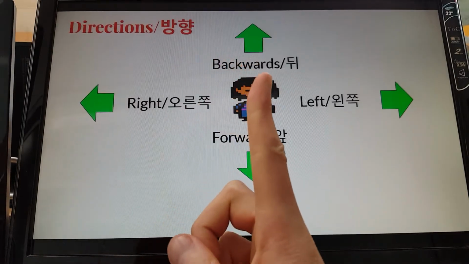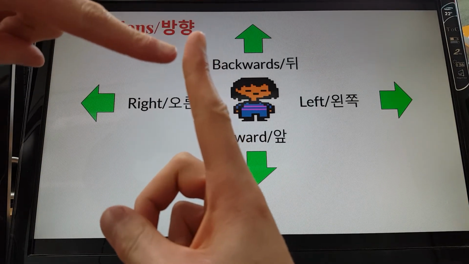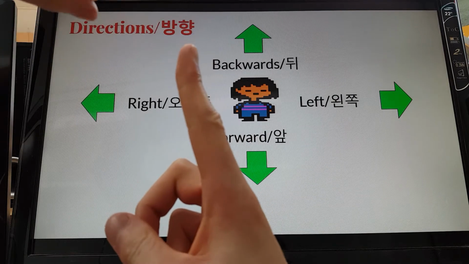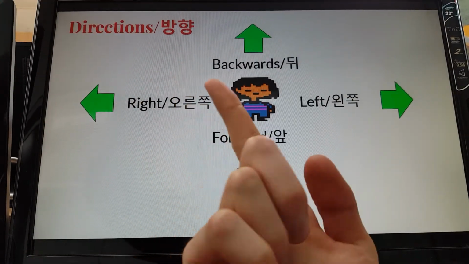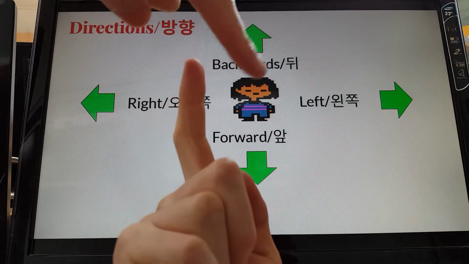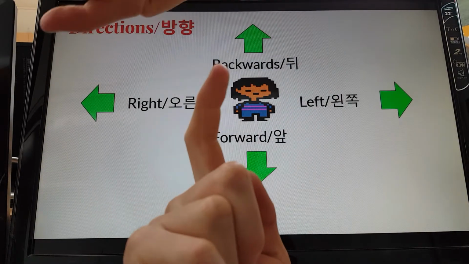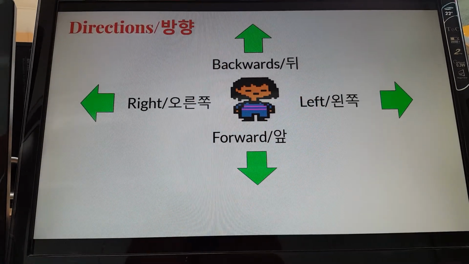And remember, these are based on where you are looking. So if this is a person and the face is here, forward, backwards, left, right. If this is the person, the face is here, forward, backwards, right, left. Get it? Okay.